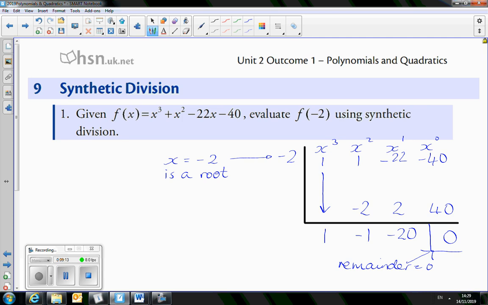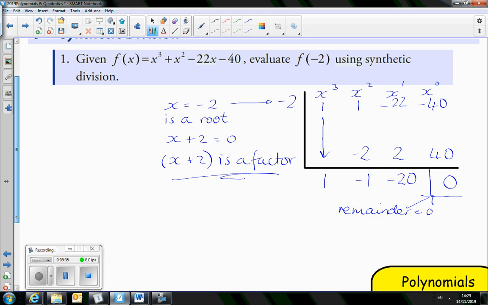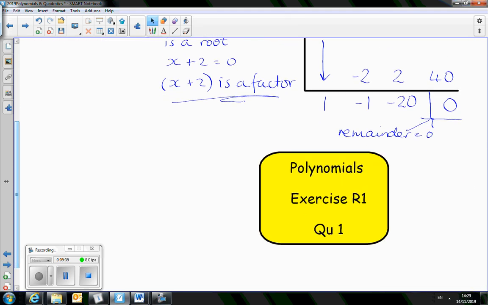Okay. Now, thinking about what we've just been doing with our quadratics, if you take everything over to the left-hand side, that would be x plus 2 equals 0, which means x plus 2 is a factor of that polynomial. Okay, so that's just taking it slightly further than I probably needed to, but that will be in the next section.